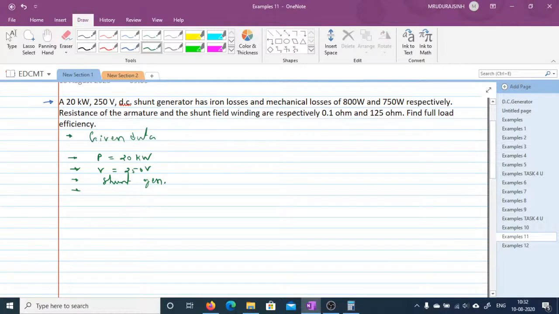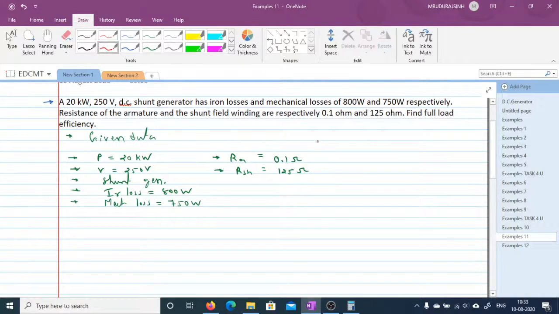Has iron losses and mechanical losses of 800 watt and 750 watt. So the iron loss is equal to 800 watt and mechanical loss is equal to 750 watt. Resistance of armature and the shunt field winding are respectively, so RA and RSH is equal to 0.1 ohm and 125 ohm. Find the full load efficiency.